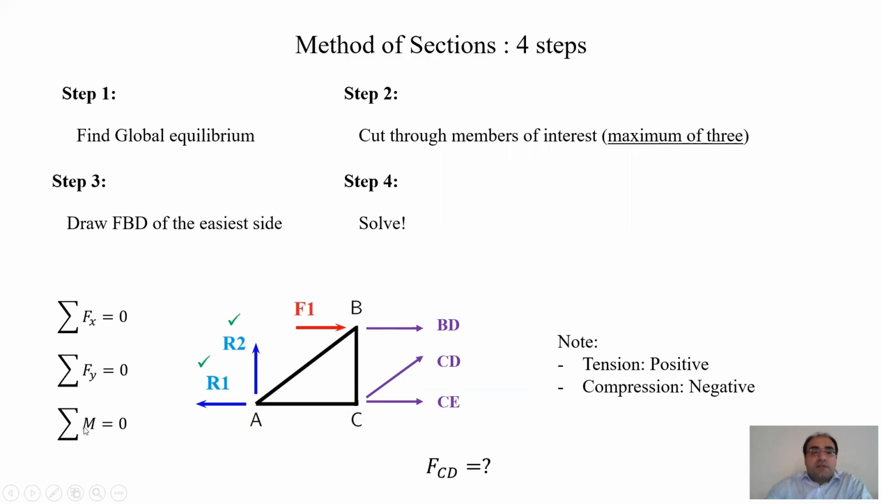Basically, we solve these three equations for the section, either left-hand side or right-hand side, as I explained, and we can find the unknowns. Is there any question here?